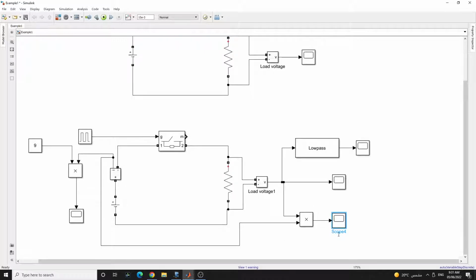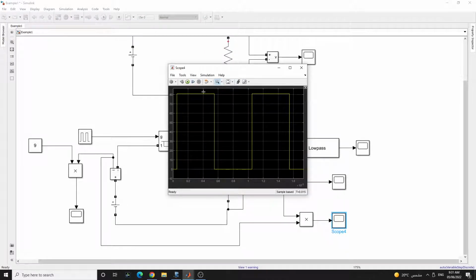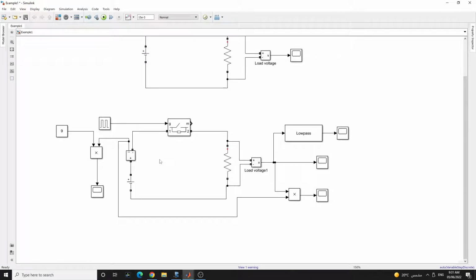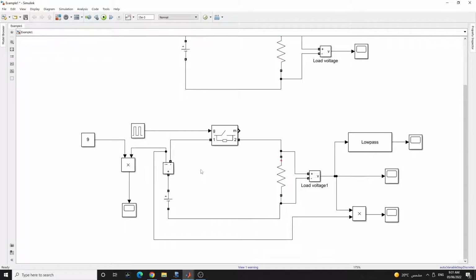But regardless, as you can see here in this circuit, we have a power efficiency of 100%. Now, in reality, this switch is not going to be ideal. We're going to have some sort of losses on it. However, this will be discussed in the next video.